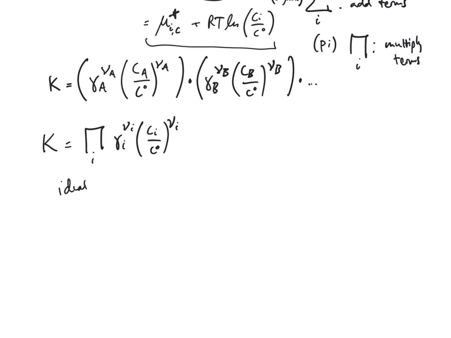Now for ideal solutions, that activity coefficient just equals 1. So our K just becomes a multiplication of all the concentrations divided by the standard concentration raised to their stoichiometric coefficient. So why do we care so much about these equilibrium constants?